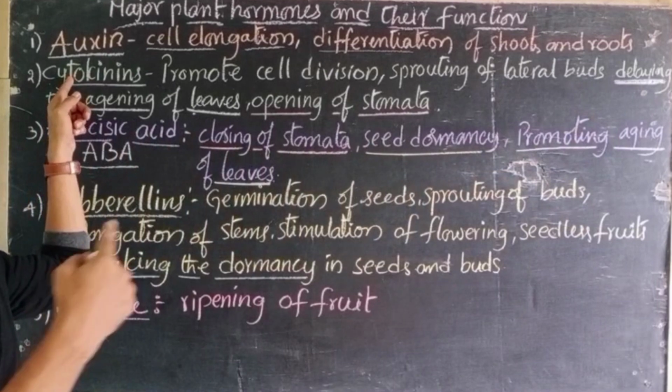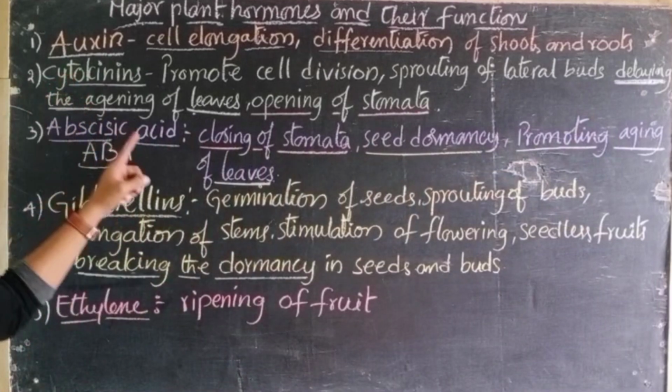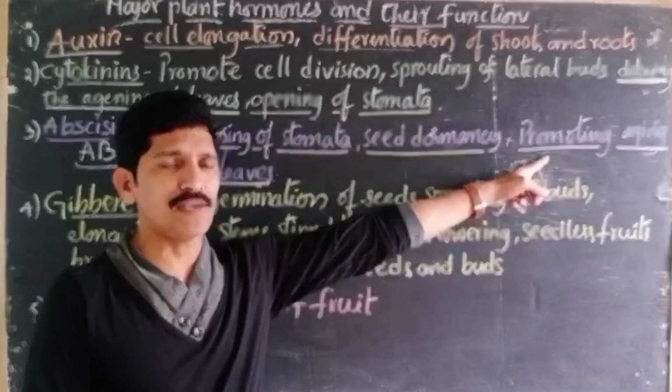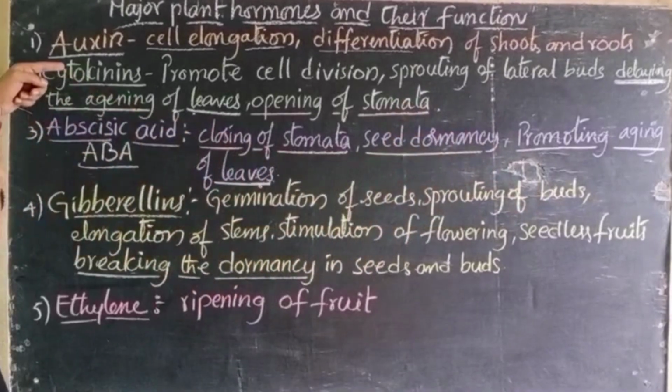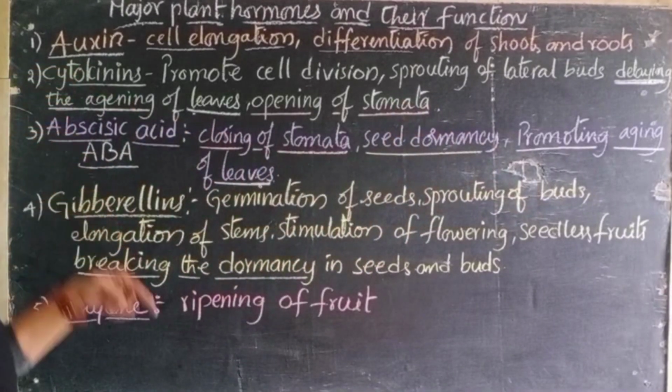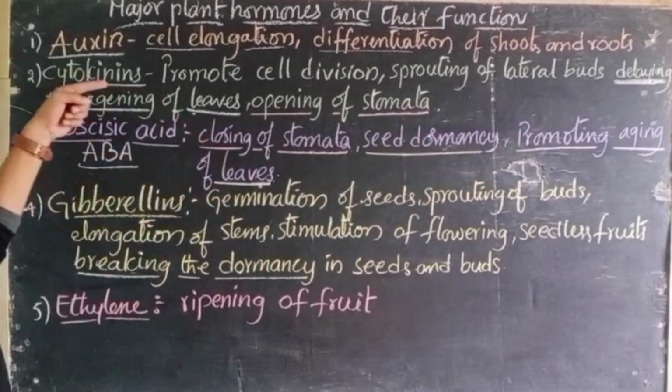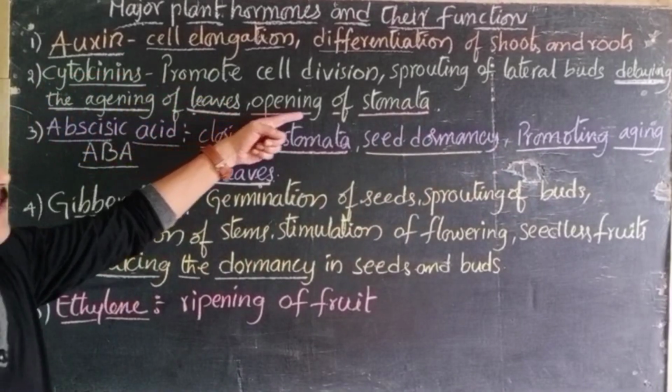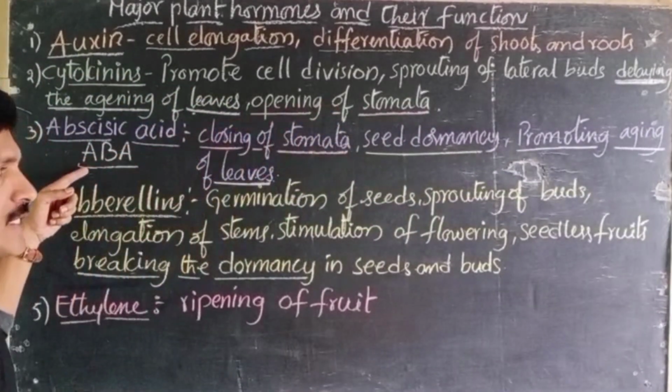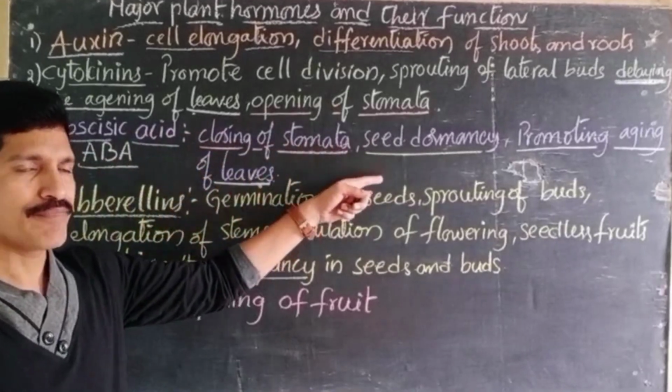Cytokinins delay the aging of leaves, whereas abscisic acid promotes the aging of leaves. I said already, both the hormones are working one against another. Why? Because the cytokinins help in the opening of stomata, whereas abscisic acid helps the closing of stomata.